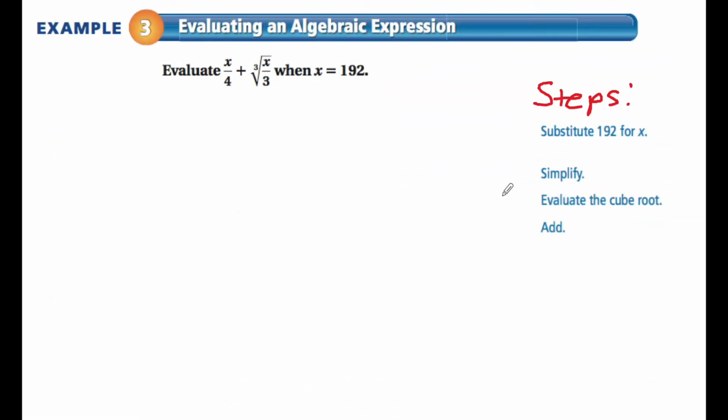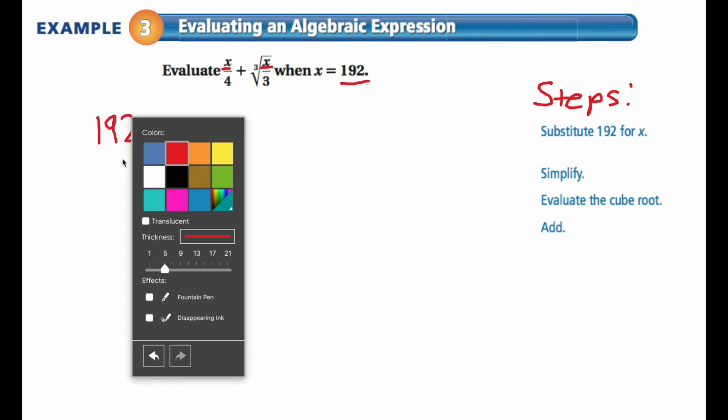Example 3 wants us to evaluate an algebraic expression. So they gave us x over 4 plus the cube root of x over 3, and they told us that x is equal to 192. So the first thing that we have to do is rewrite this whole equation and substitute in 192 anywhere that there is an x. So it would be right here and right there.